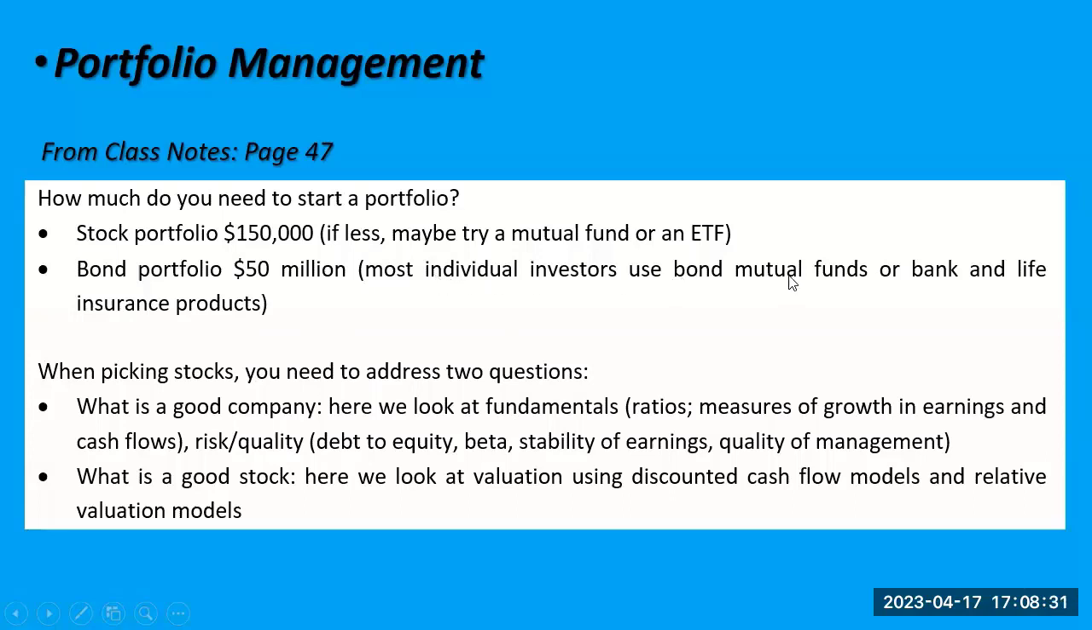So bond mutual funds is probably the way to go, and now you can do bond ETFs. They're perfectly fine as well. I do a lot of bond ETFs now. That's a much smarter way to go than trying to buy individual securities. Just watch the fees.